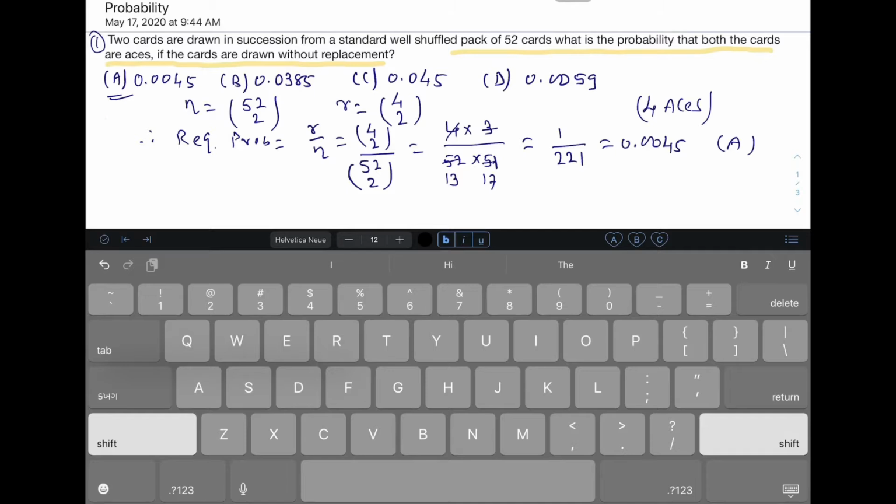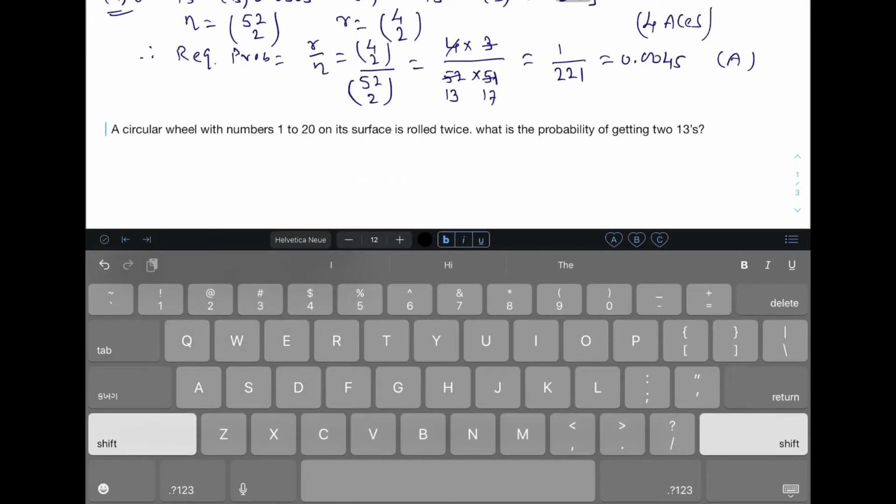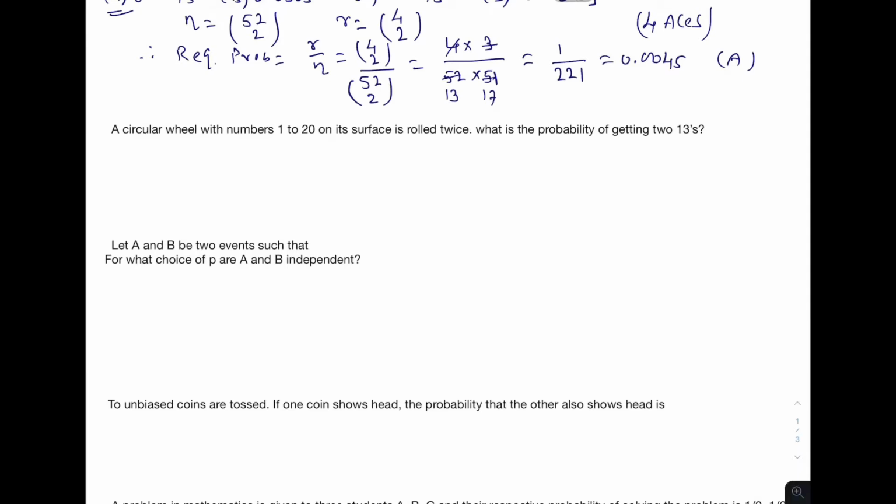Okay, next let us take a circular wheel with numbers 1 to 20 on its surface is rolled twice. What is the probability of getting 2 13s? So 2 times 13. Okay, the options are 1 by 20, 1 by 40, 1 over 400 and 1 over 200.